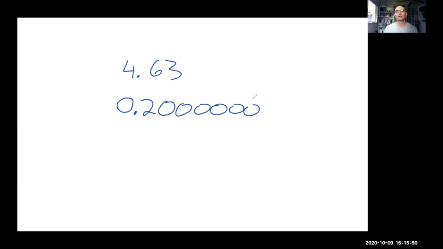So if I have a decimal like 0.2, it is the same thing as 0.20 or 0.200. It doesn't matter how many zeros I put over here, it's the same thing. Got it? If I have 4.63, I can add as many zeros onto the end, it doesn't matter.